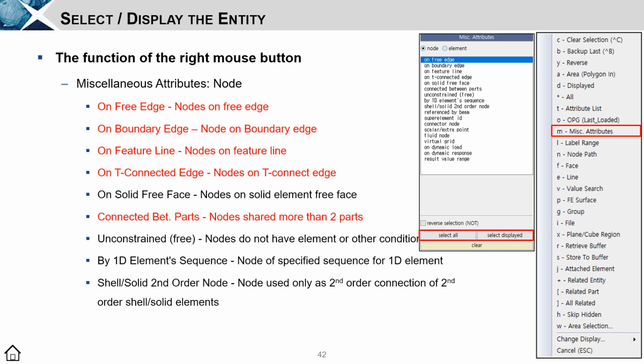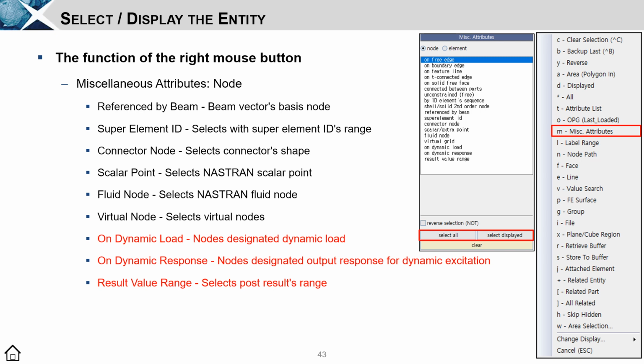It supports various methods of selecting entities using other attributes of nodes and elements. This is a node-related option. You can select nodes in a variety of ways, including free edge, boundary edge, feature line, intersecting connection, and solid free face. In addition, as shown in the list, it is possible to select a specific type of node such as a beam vector reference node or a node where the output for the excitation is defined.